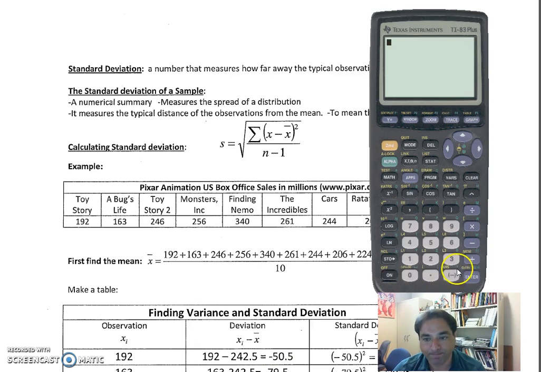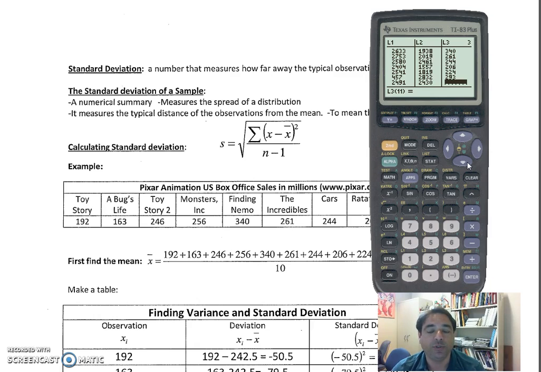We have our calculator. We're going to first input the data. So we go to Stat, Edit, and I'm going to put my data in list 3. So I put those numbers in, 192, 163, 246, 256, 340, 261, 244, 206, 224, 293, and then we're going to do first a histogram, see what the data looks like.